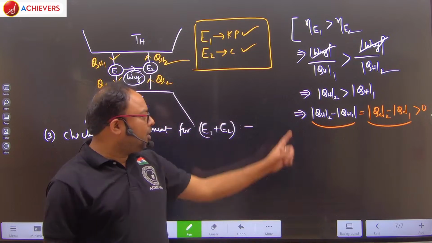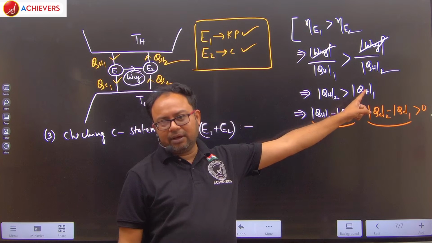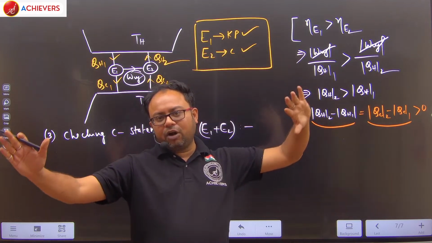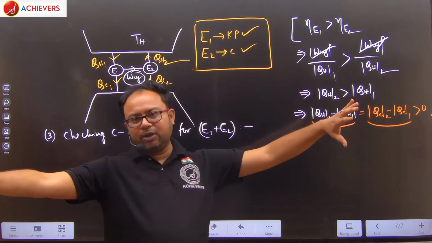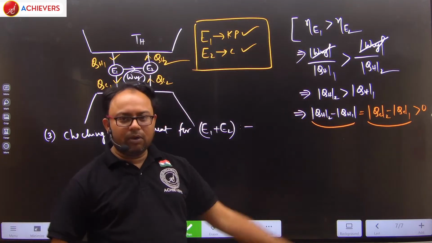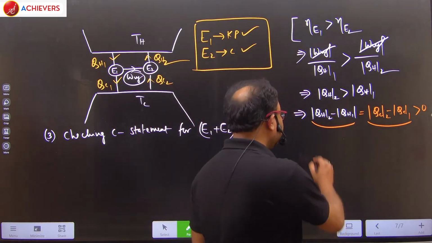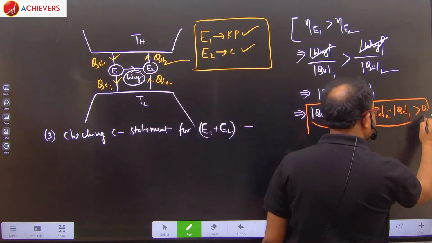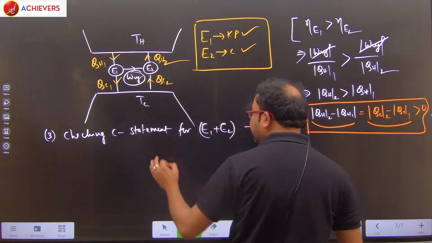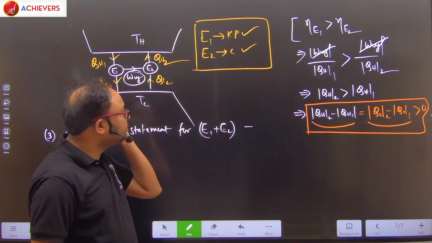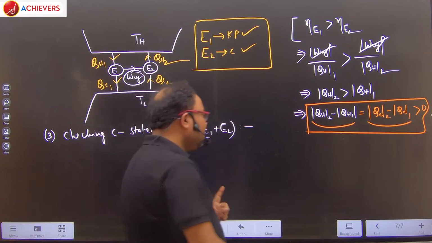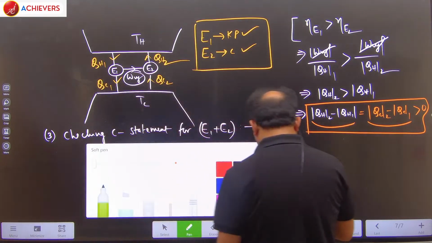We have already got mod QH2 to be greater than mod QH1, and also mod QH2 minus mod QH1 equal to mod QC2 minus mod QC1. So in that way you can say both these two terms are positive. So this is also a very important finding. Okay, so under this constraint, let us check C.